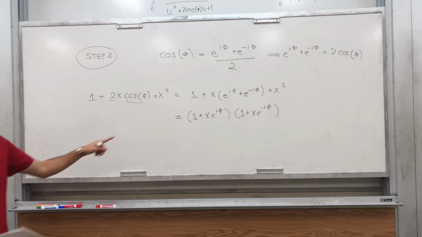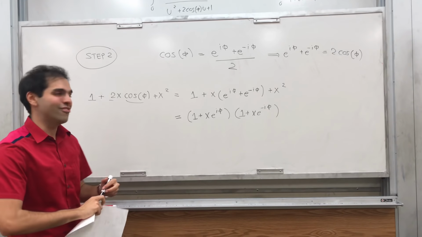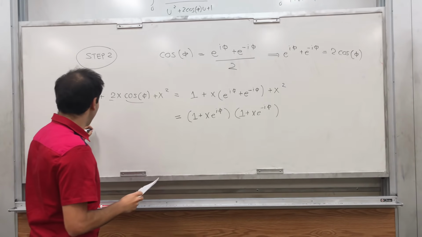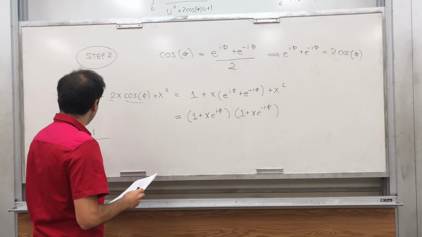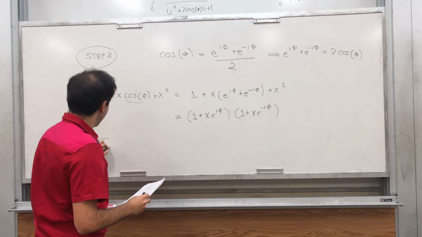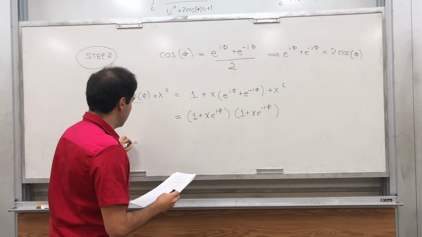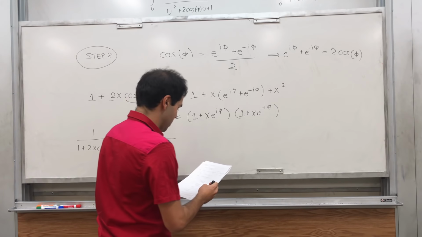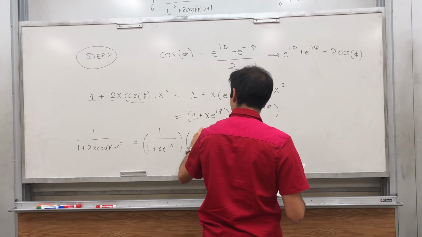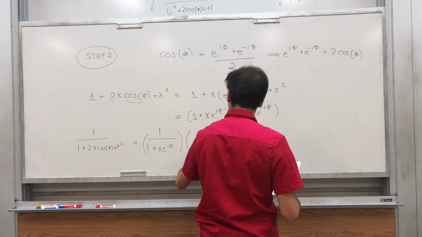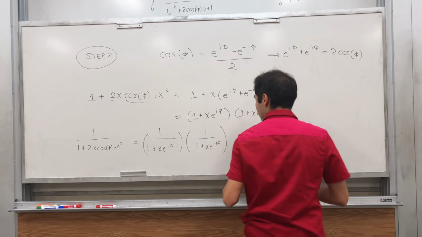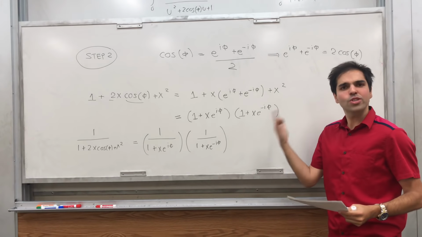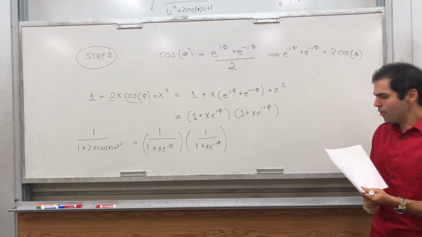And here's why this is a hidden best friend. Because we don't want to expand out this, we want to expand out 1 over this. So 1 over 1 plus 2x cosine phi plus x squared is then equal to 1 over 1 plus x e to the i phi times 1 over 1 plus x e to the minus i phi. And it turns out those two things are hidden geometric series which we will expand out.